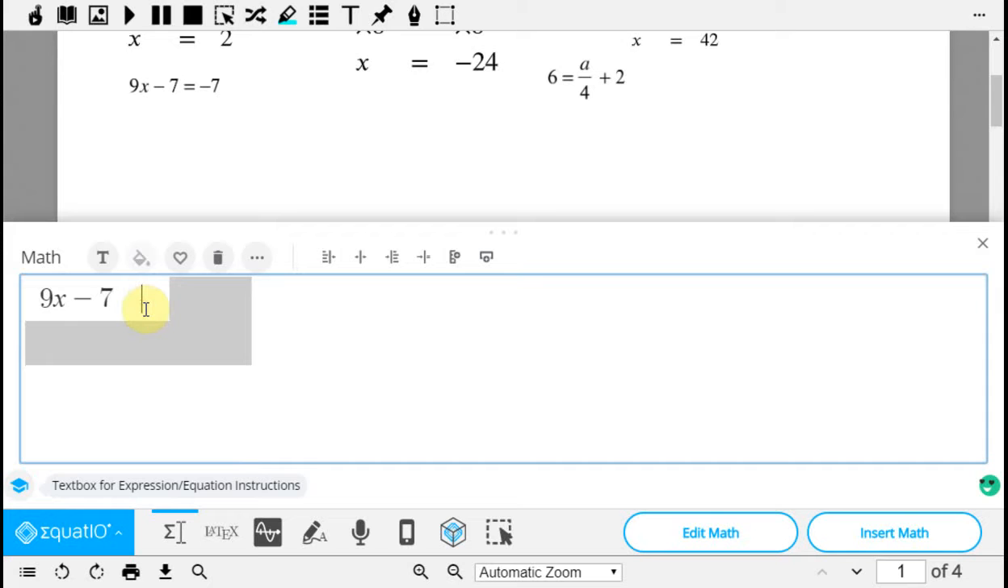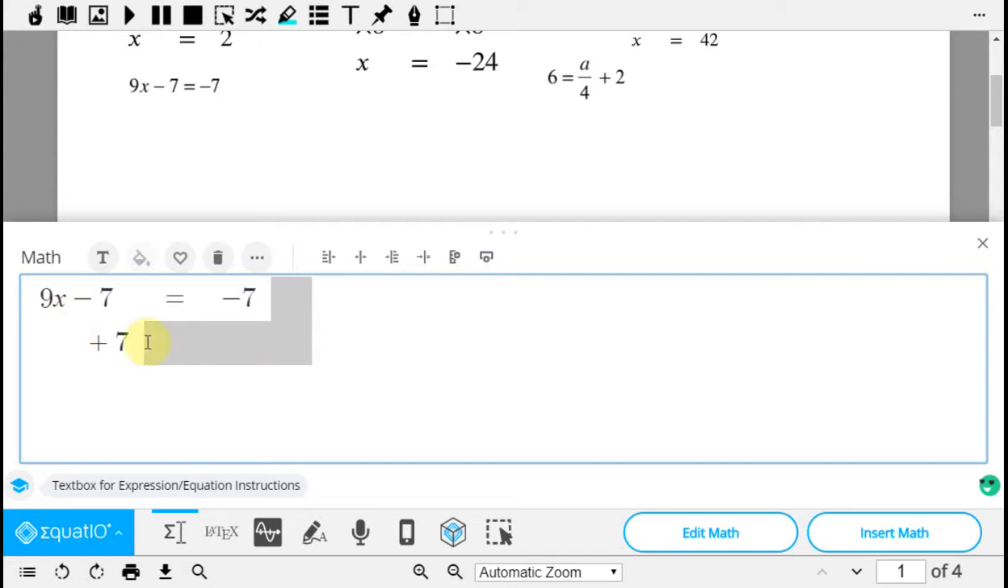That is equal to minus 7. First thing we need to do is get rid of that negative 7 so we can get the 9x, or the variable term, by itself. The opposite of subtracting 7, or the opposite of negative 7, is plus 7. So I'm lining up this number underneath so that they are lined up with one another.